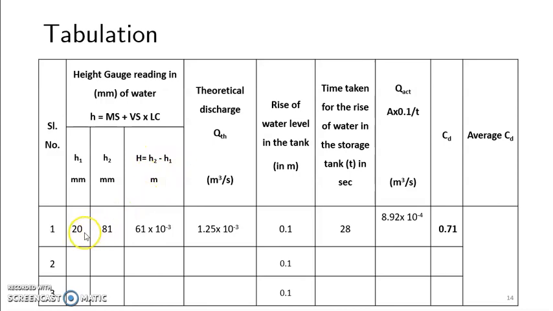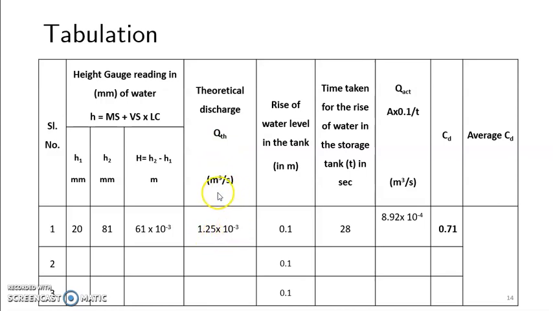So we got the initial value as 20, H2 as 81, and 81 minus 20 works out to be 61, into 10 to the power minus 3, as we require it in meters. From that, using the formula, we can calculate Q theoretical, and it works out to be 1.25 into 10 to the power minus 3 meter cube per second.